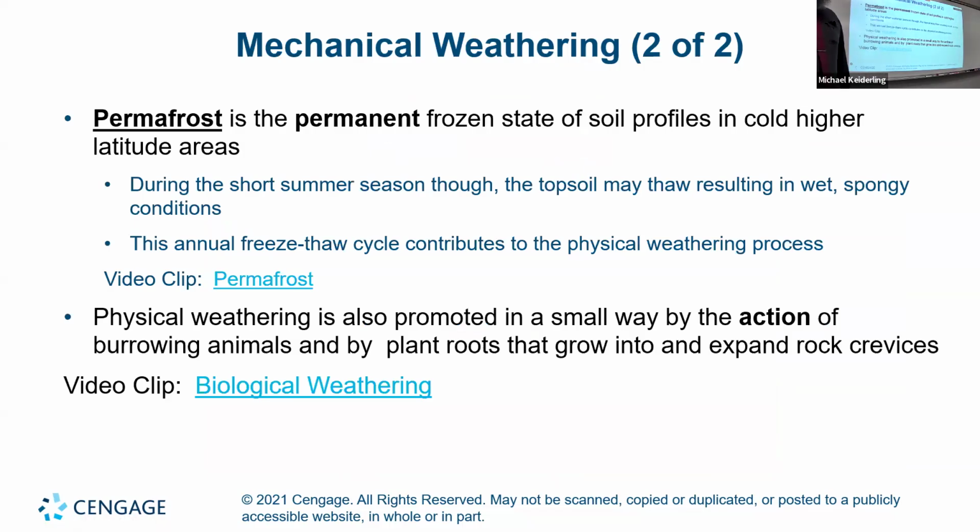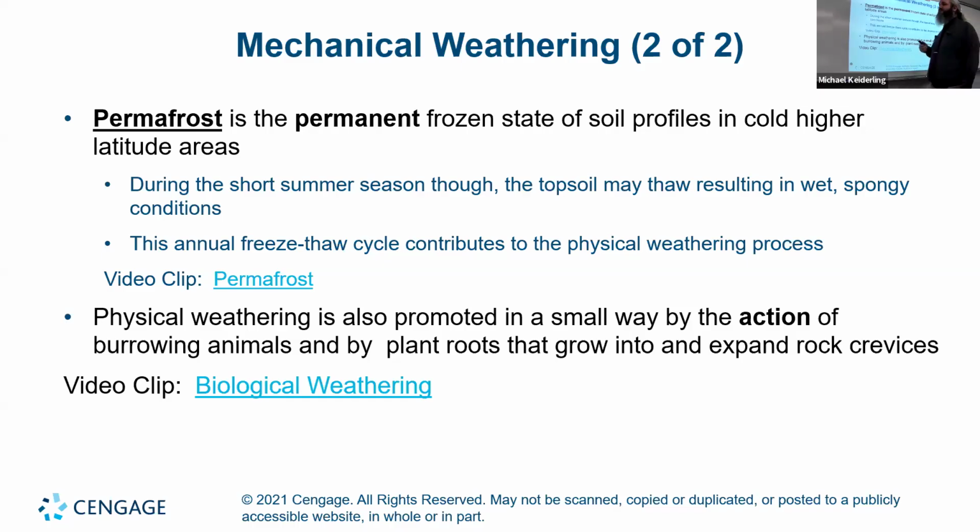Permafrost is where, in certain higher latitude, cold latitude areas, you get permanently frozen soil profiles. So during the short summer season, the topsoil can thaw, resulting in wet, spongy conditions. And you get the annual freeze-thaw cycle, which leads to sort of physical weathering of the top. But the permafrost itself stays solid.